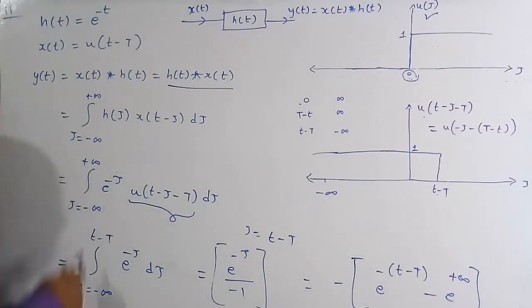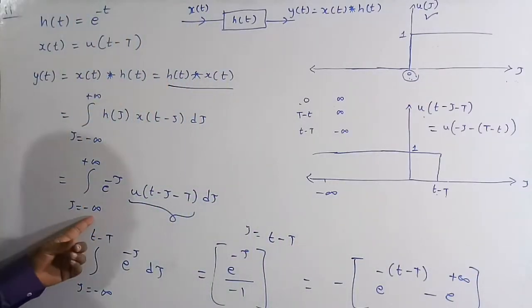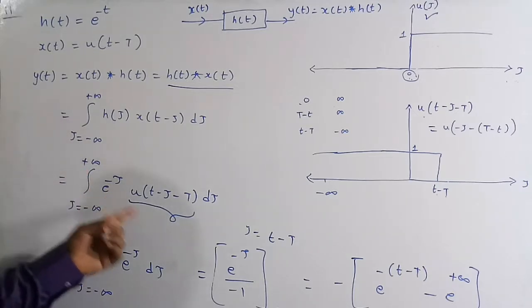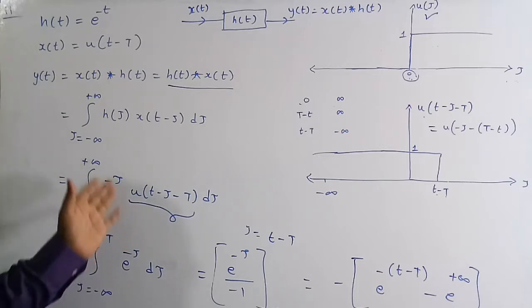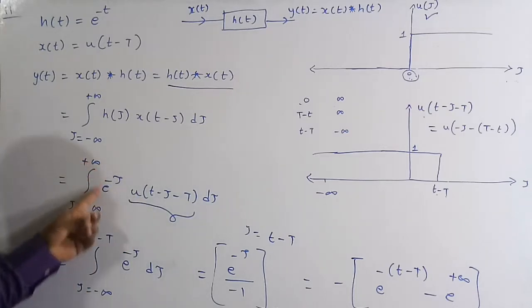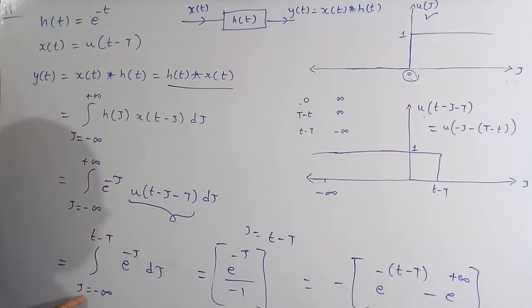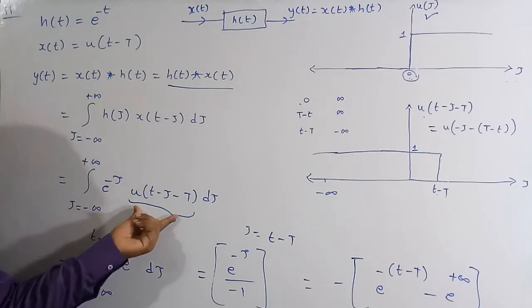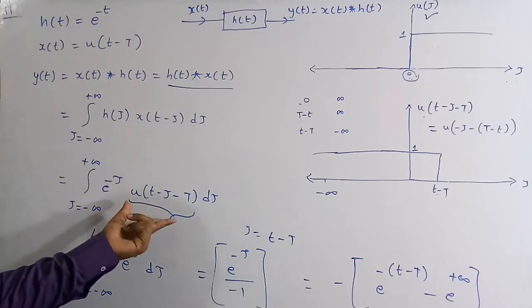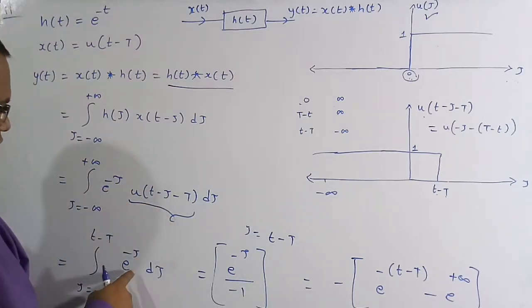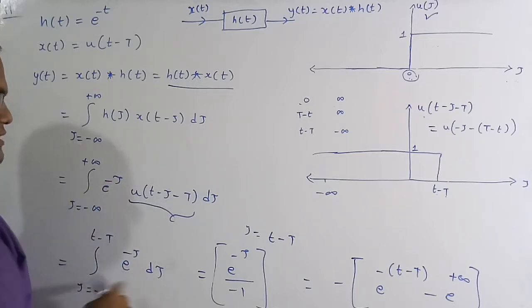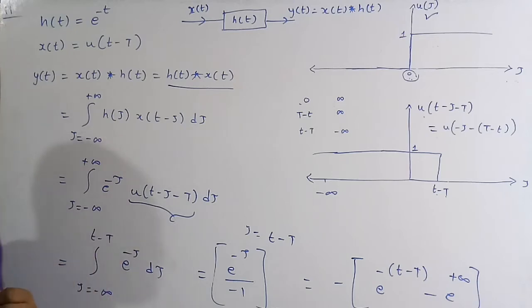So therefore now instead of doing this integration from tau is equal to minus infinity to plus infinity, because this function exists only from minus infinity to t minus tau, and after that it is 0, I am going to change these limits from tau is equal to minus infinity to t minus T, because in these limits only this function is defined. This value is 1 in this limit, so into 1. So e to the power of minus tau into 1 is nothing but e to the power of minus tau d tau. So now I am going to do the integration with respect to tau.